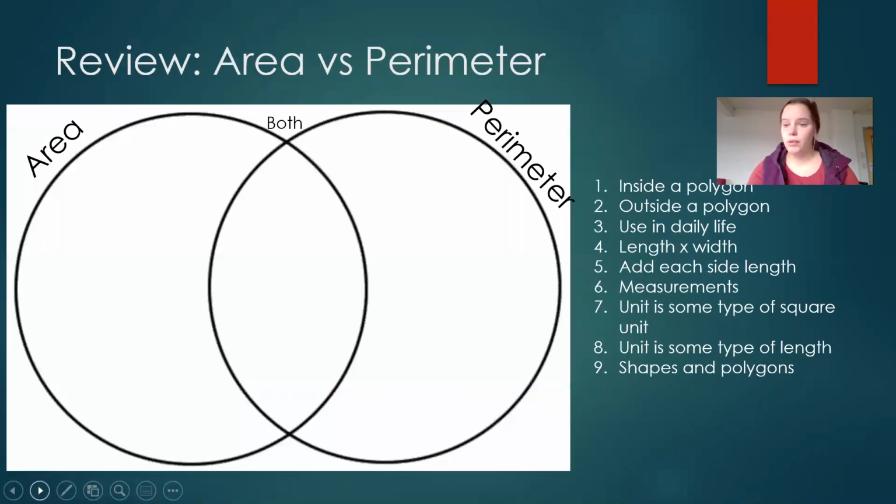We're going to do a short review. So this, again, is not new information, but we will expand upon what we already know. So I'm going to read the facts, and then you're going to tell me what category in the Venn diagram it goes under. So whether it goes under area, whether it goes under both, or whether it goes under perimeter. So for the first one, inside a polygon, what is that describing? Is that describing perimeter, area, or both? Well, we know, based off of what we've already learned, the inside of a polygon is the area. And if the inside of the polygon is area, then the outside of the polygon is perimeter.